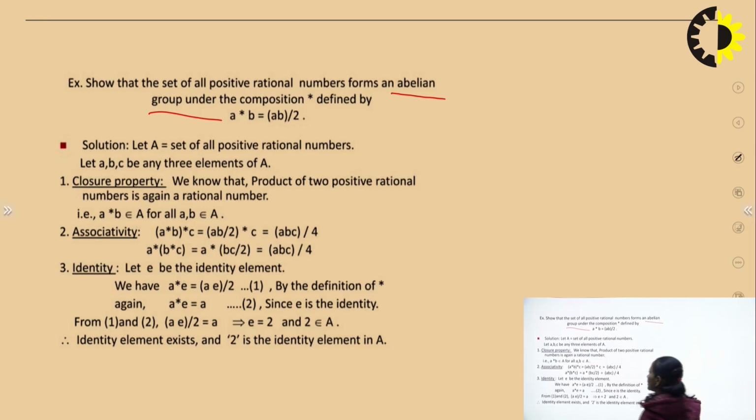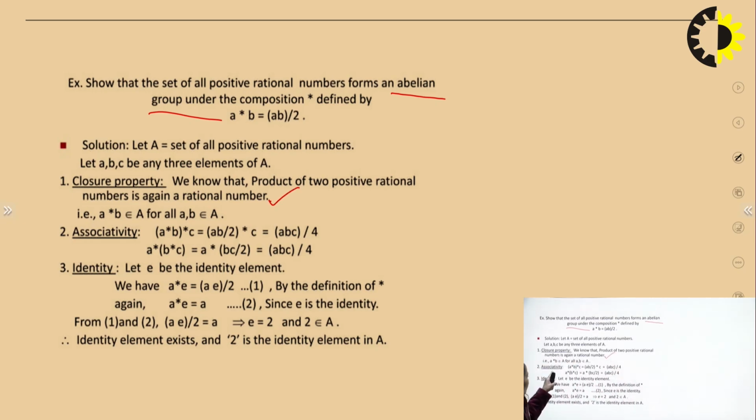So now considering the example A, where A is the set of all the rational numbers. Suppose there are three elements A, B, C which belong to the set A. If we are talking about the closure property, the operation is multiplication. As we know, the product of two rational numbers is also a rational number. So if A, B belong to A, then the value of A cross B will also belong to A. So we can say that the closure property exists.